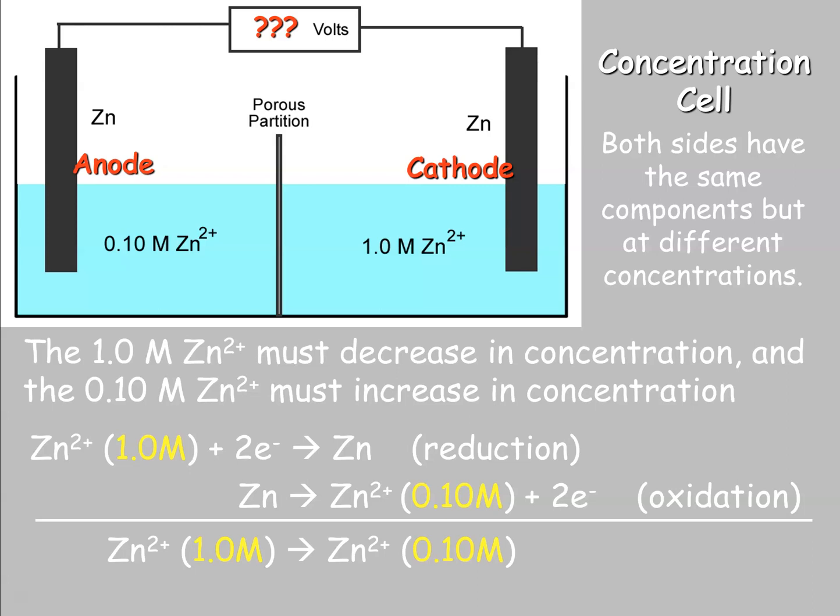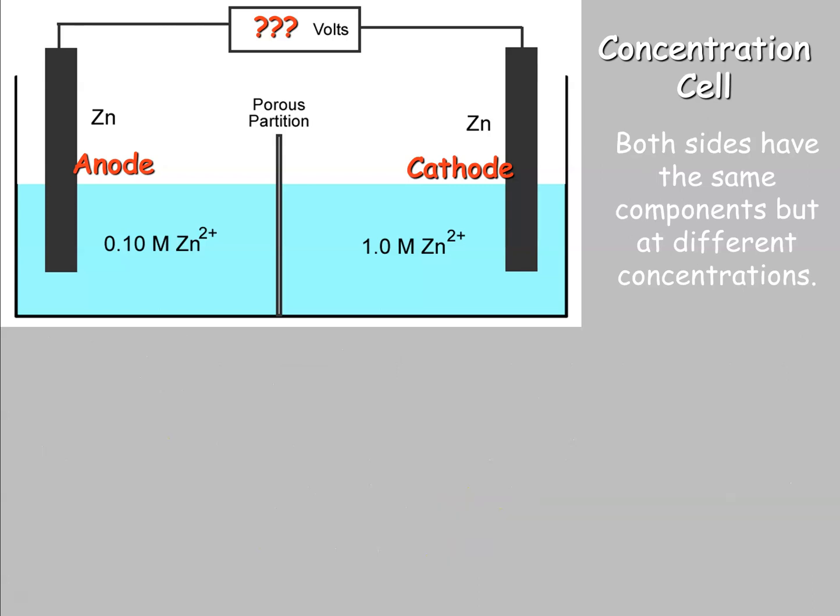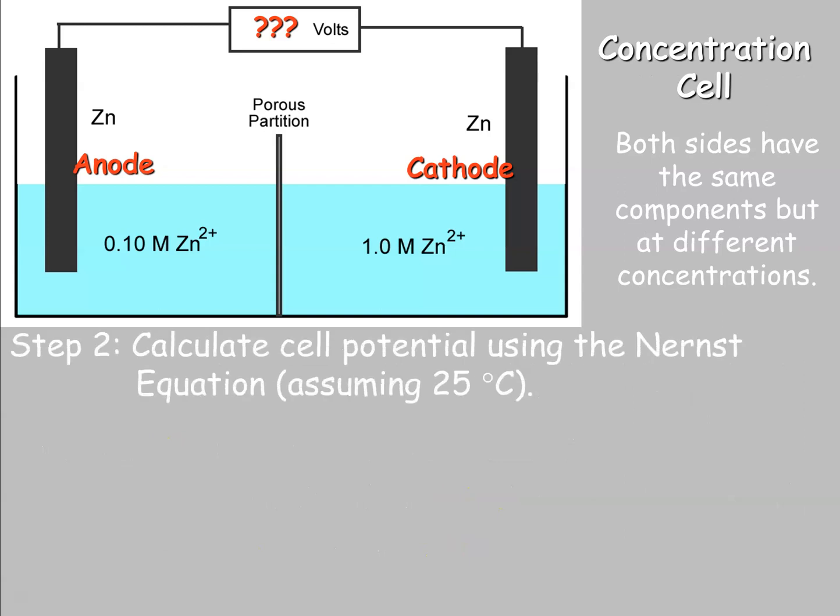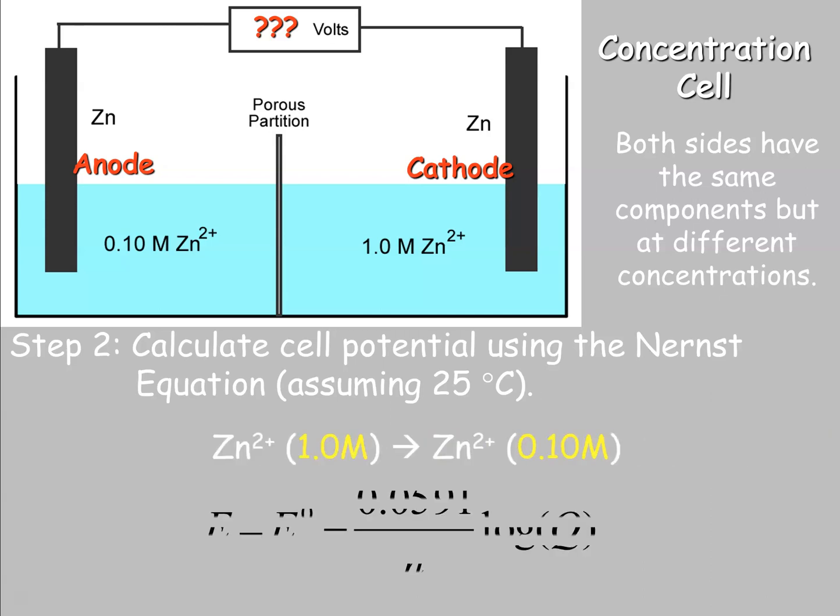Questions? Okay. So moving on, step 2, calculate the cell potential using the Nernst equation, assuming 25 degrees. Well, we know this to be true. Here's our equation. Notice, we're not at equilibrium, so it's Q, not K.